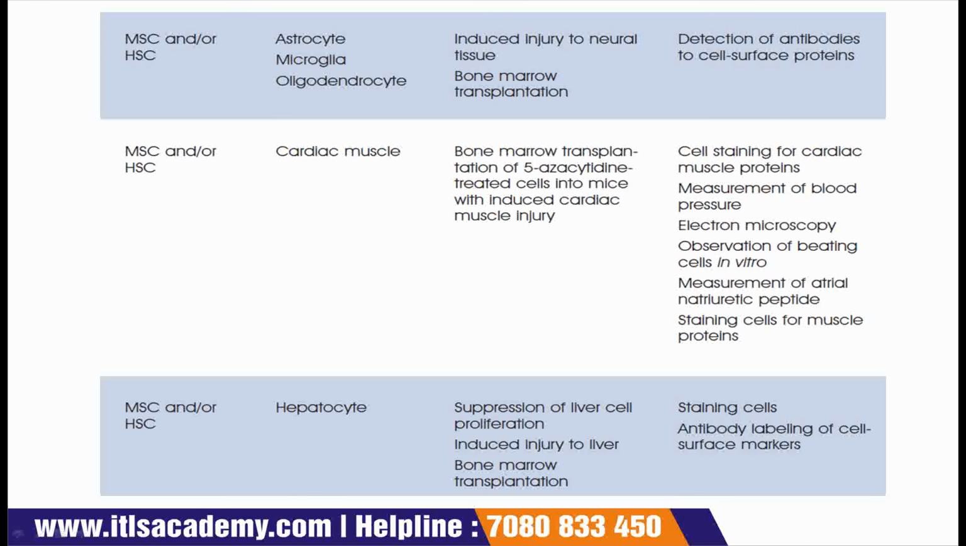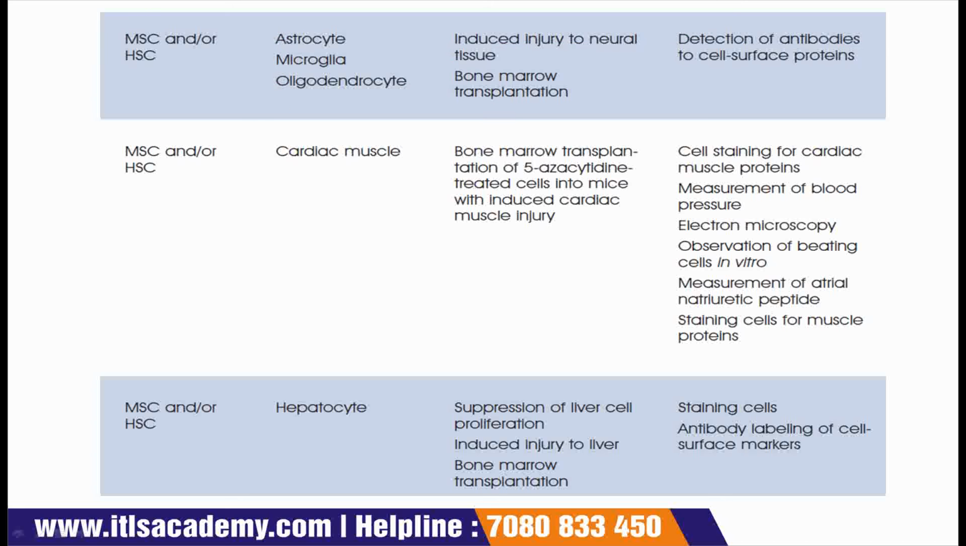Coming to next one, cells that can be developed from both mesenchymal stem cells and hematopoietic stem cells. First one are astrocyte, microglia, and oligodendrocytes. Conditions are induced injury to neural tissue, bone marrow transplantation. And method for characterization is detection of antibodies to cell surface proteins.